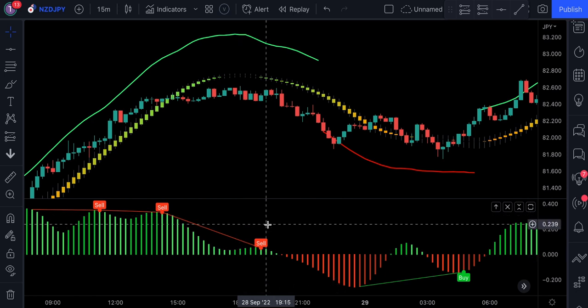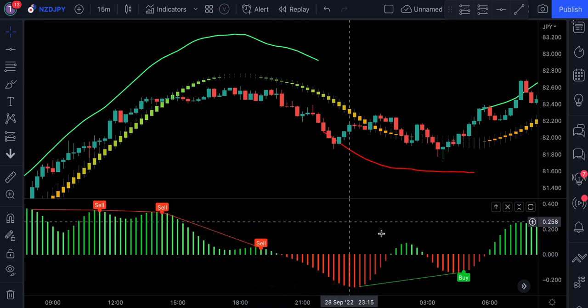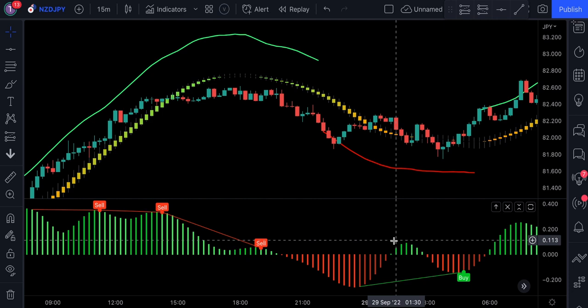This indicator can also be used without divergences. Basically, when the indicator turns from green to red, this is a signal to go short, and vice versa for long positions. However, I don't think this is the best way of using it because the indicator is lagging.